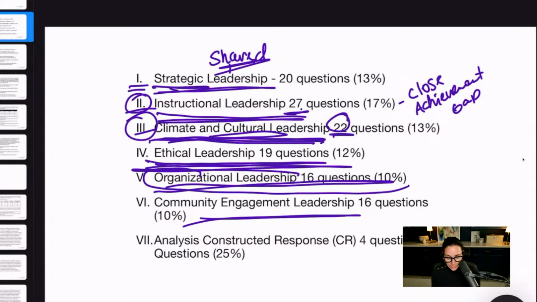But organizational leadership here is the building's clean, safe, and working, right? We're allocating budgets. That was another thing my principal was good at. He could take the budget and know exactly where he was going to allocate the resources, right? We're talking about FTE, full-time equivalent, all of those things.